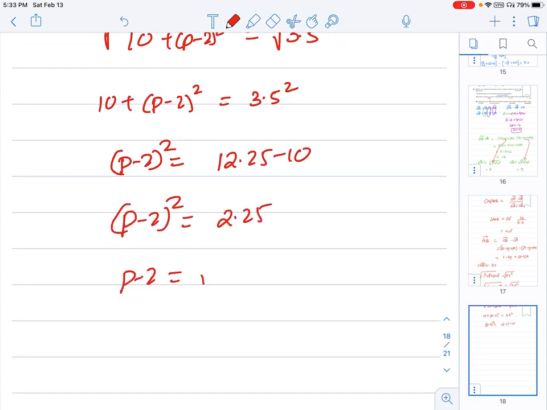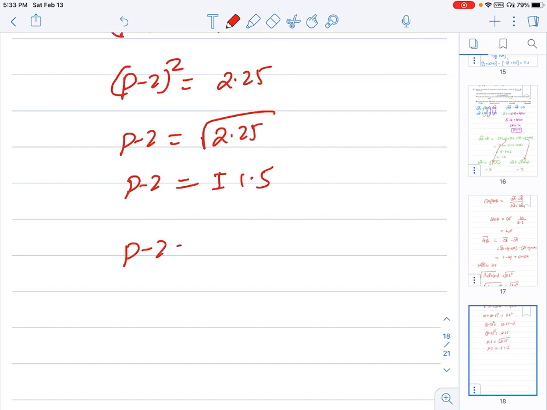p minus 2 is equal to square root of 2.25. p minus 2 is equal to plus or minus 1.5. p minus 2 is equal to plus 1.5. p minus 2 is equal to minus 1.5. p is equal to 3.5. p is equal to 0.5.